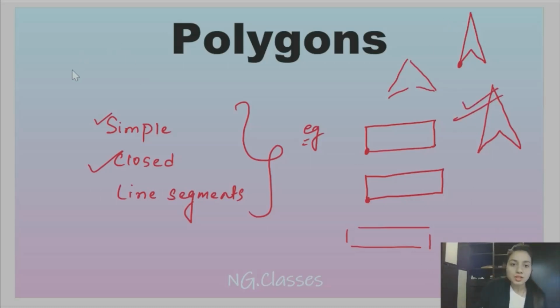Now what about this shape? Whether it's a polygon or not. What's the first criteria to become a polygon? It has to be a simple curve. Whether it's a simple curve or not? No, it's not a simple curve. While drawing this one, I have crossed myself, or we got the point of intersection here. So first criteria is not getting fulfilled. No need to go ahead and check. Here only we can say it's not a polygon.